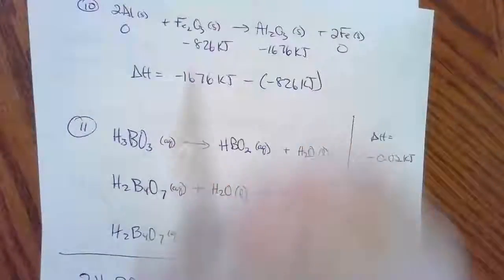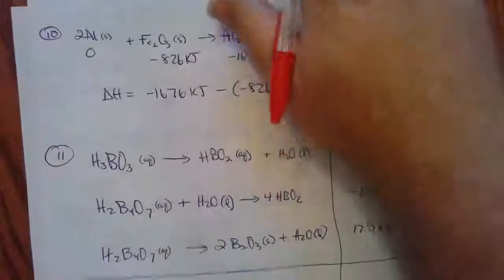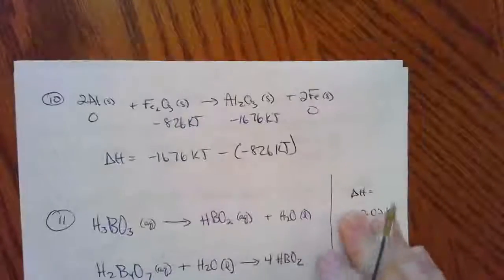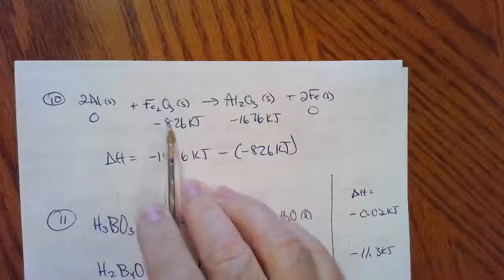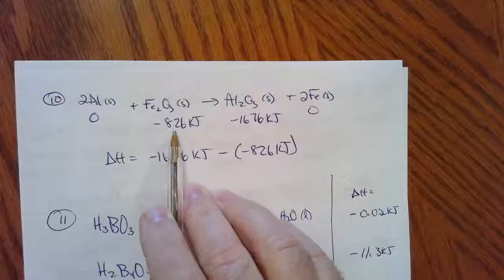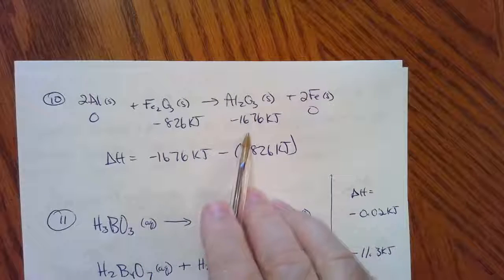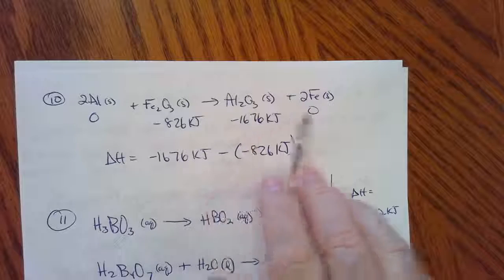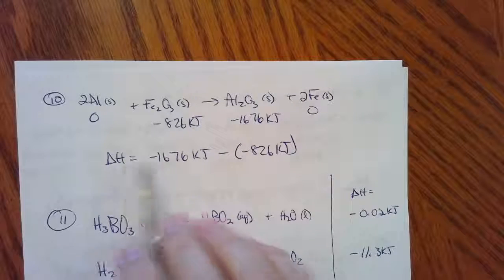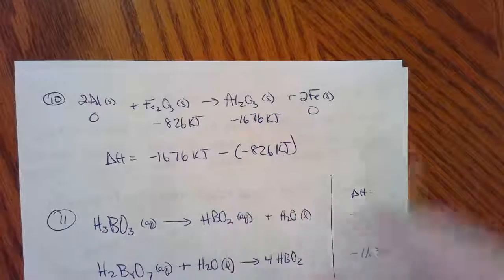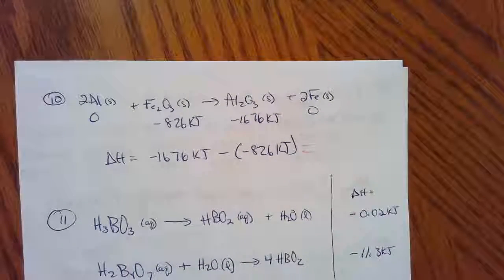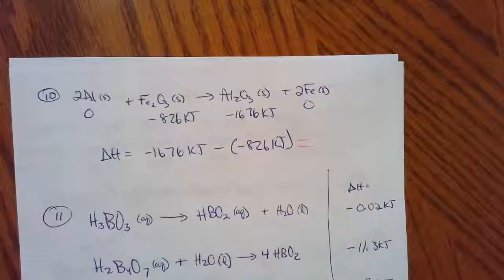Number 10. 2 aluminums. We're making aluminum out of aluminum, so that's 0. Fe2O3 is negative 826 on the earlier chart. Al2O3 is negative 1676 on the earlier chart. Iron, again, is 0. So we're just subtracting: negative 1676 minus negative 826. Let's see what you got. It's probably got to be a negative number around 850.